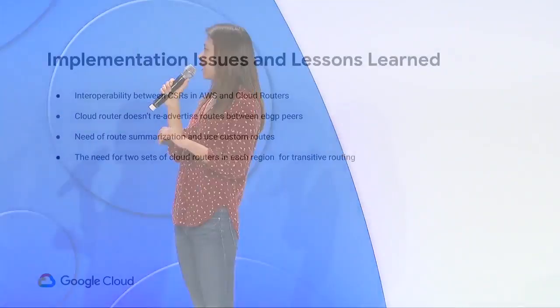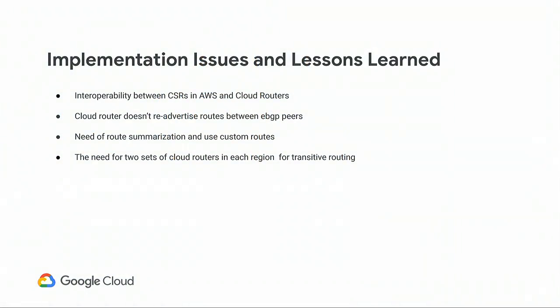So to do route summarization, we choose to use custom routes. And you can do custom routes on the per Cloud Router level or per VPN level, the BGP peer level. And also, while we started to experiment and do a POC about this transit VPC idea, we learned that there is a need for two sets of cloud routers in each region for transitive routing.